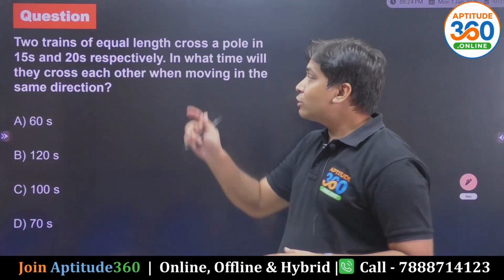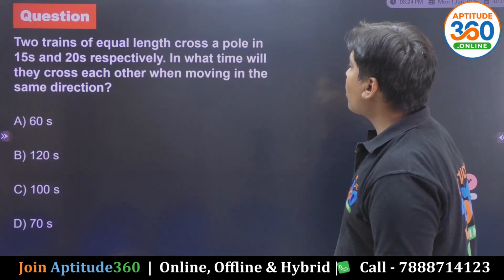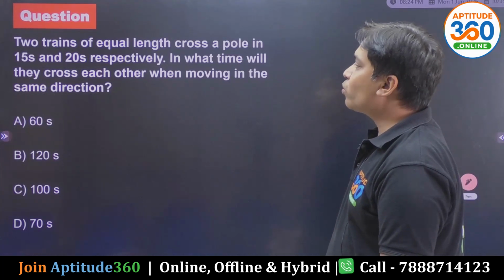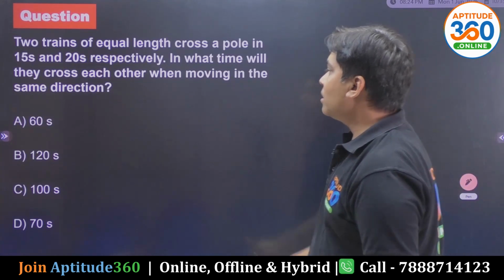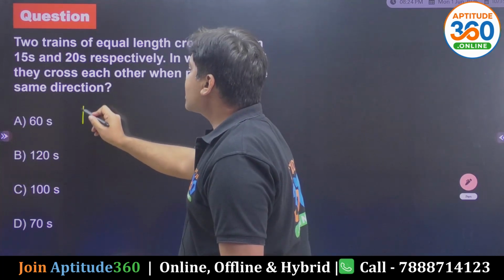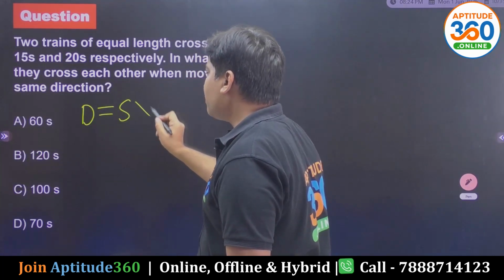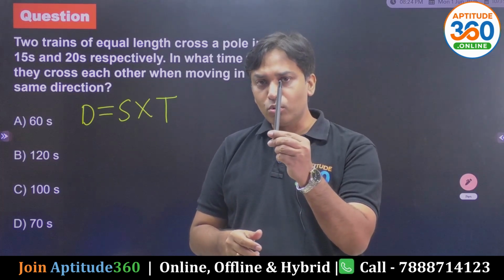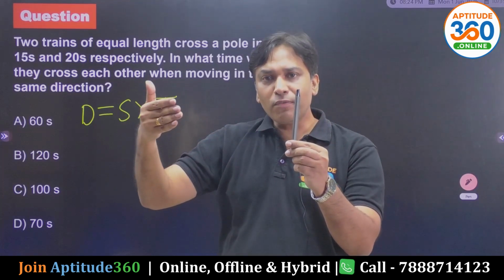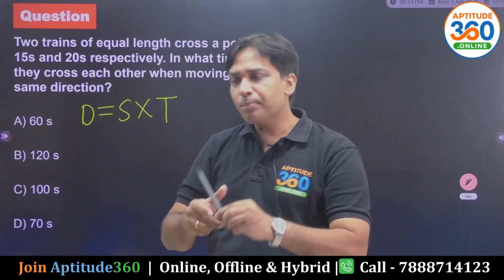So the problem says that two trains of equal length cross a pole in 15 seconds and 20 seconds respectively. In what time will they cross each other? So distance should be taken as what? Speed into time. And when a train is going to surpass a pole, the train will have to cover its own length.